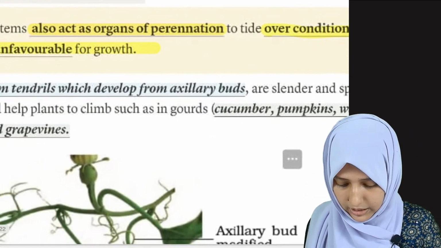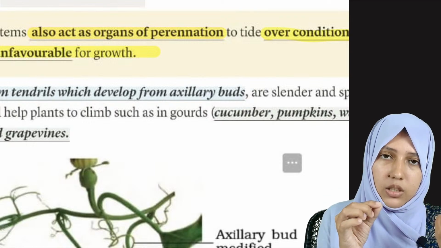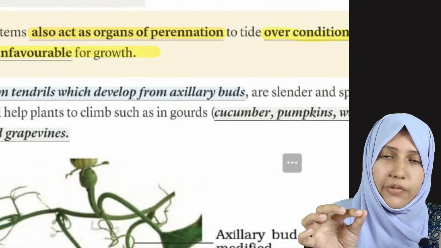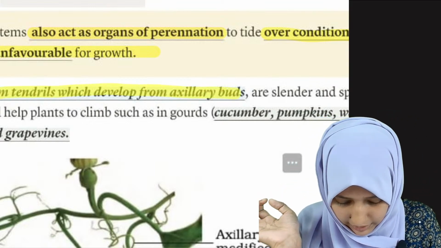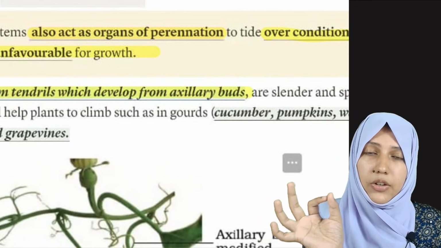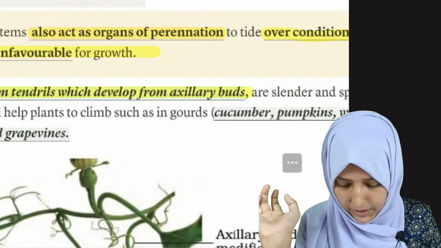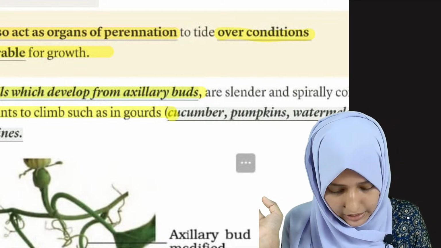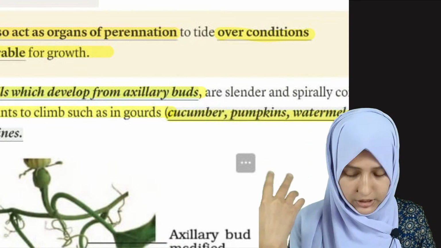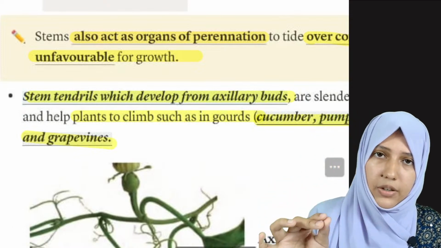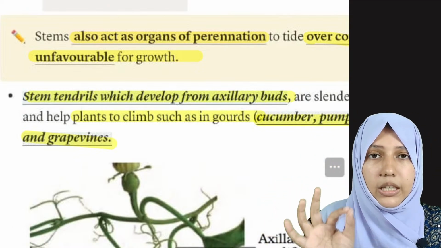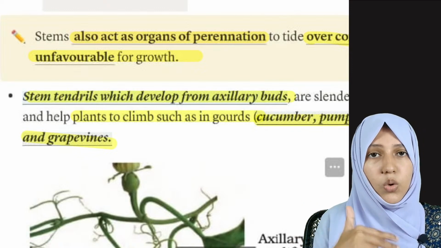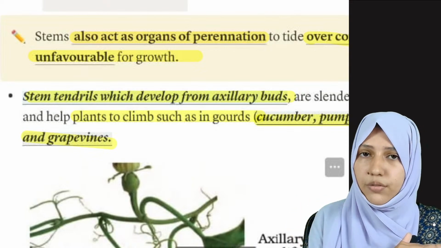Now stem tendrils. Stem tendrils are thread-like structures which are formed on the stems. These stem tendrils develop from axillary buds, and they help the plant to climb. They are seen in cucumber, pumpkin and watermelon, as you have seen, and in grape vines. So tendrils, this can be a question: tendrils are a modification of, option can be stem, root, leaves. It is the modification of stem.